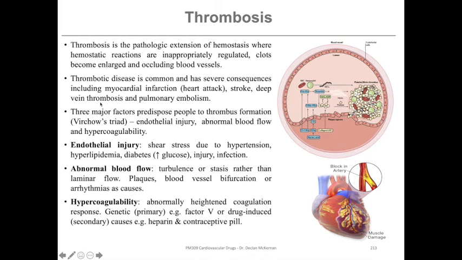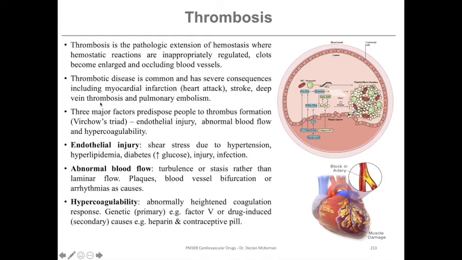So, having spoken about hemostasis, we'll turn our attention now to thrombosis. Thrombosis is the pathological extension of hemostasis, where hemostatic reactions are inappropriately regulated, where clots become enlarged and where you get occlusion of blood vessels. An example is shown in the diagram on the top right. Thrombotic disease is common and has severe consequences, including myocardial infarction or heart attack, stroke, deep vein thrombosis, and pulmonary embolism. An example of an occluded coronary artery is shown in the diagram on the bottom right.